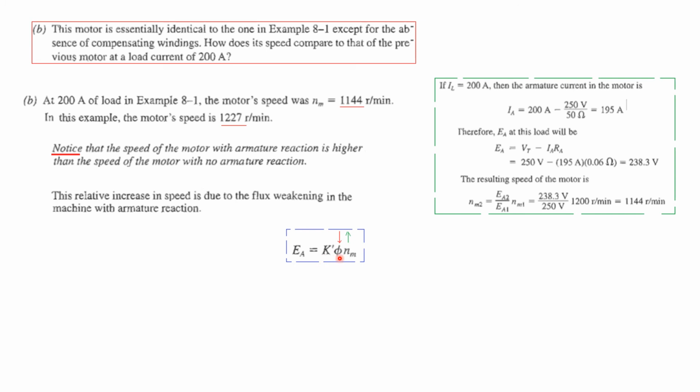And if we follow this equation, we had the induced voltage is equal to constant K multiplied by flux multiplied by speed. Earlier we had considered this to be constant because the field current was constant, but now field current is not constant, therefore flux is not constant and flux is decreasing, as we have mentioned here. So to keep the induced voltage equal, we have to increase the speed to balance it. So that is what is happening. When the flux is decreasing, the speed is increasing, and that is why we see the speed increased to 1227 revolutions per minute.